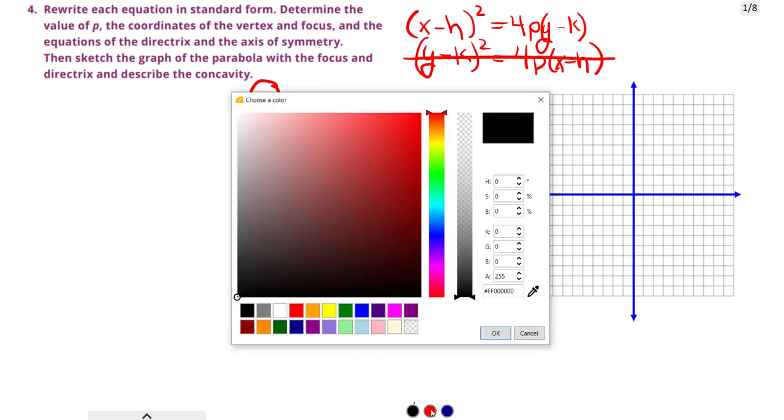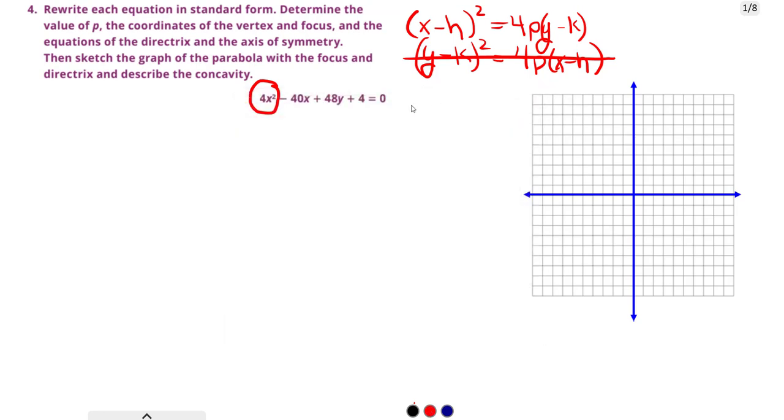So now we look to see what can I do to get it to where it's just x squared? Well, if everything there is divisible by 4, so I'm going to start with dividing everything by 4. And that gives me x squared minus 10x plus 12y plus 1 equals 0.